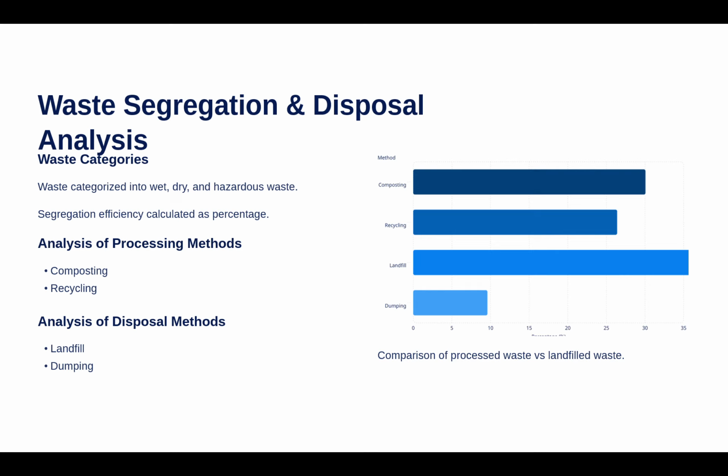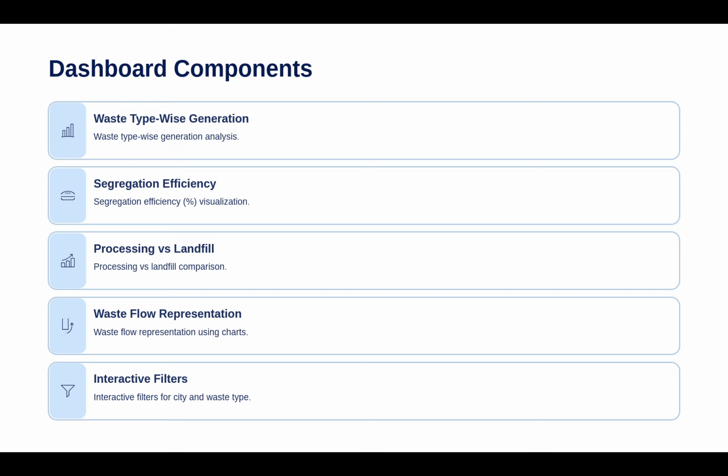Waste segregation and disposal analysis. In this step, we analyze waste segregation and disposal methods. Waste was categorized into wet waste, dry waste, and hazardous waste. We also calculated segregation efficiency, which indicates how effectively the waste is separated at the source. Next, we analyze different waste processing methods such as composting and recycling. Finally, we compared processed waste with landfill waste, which helps understand whether waste is being recycled or simply dumped.